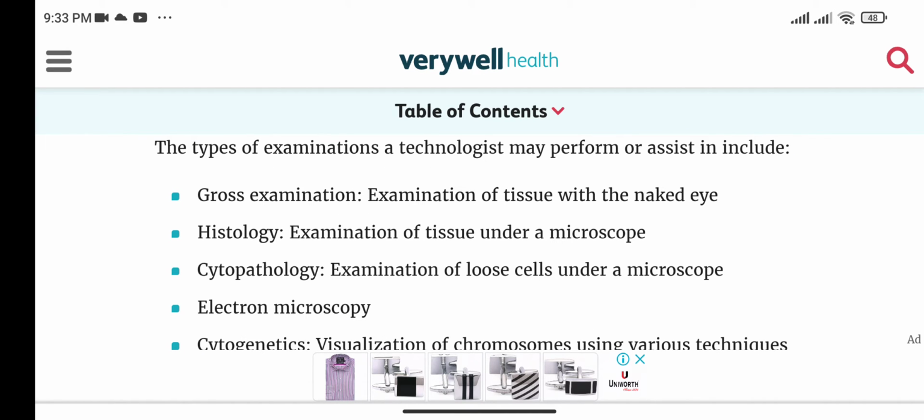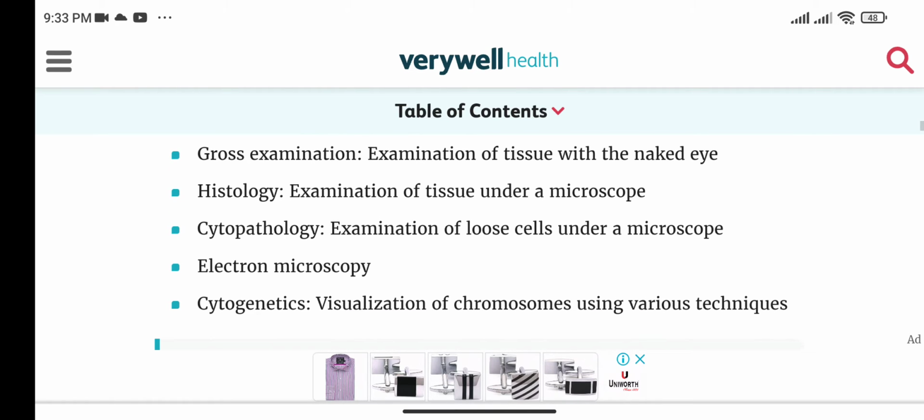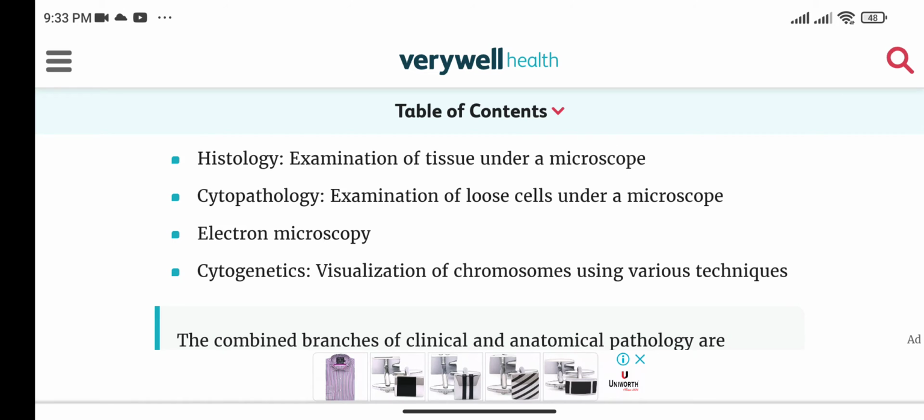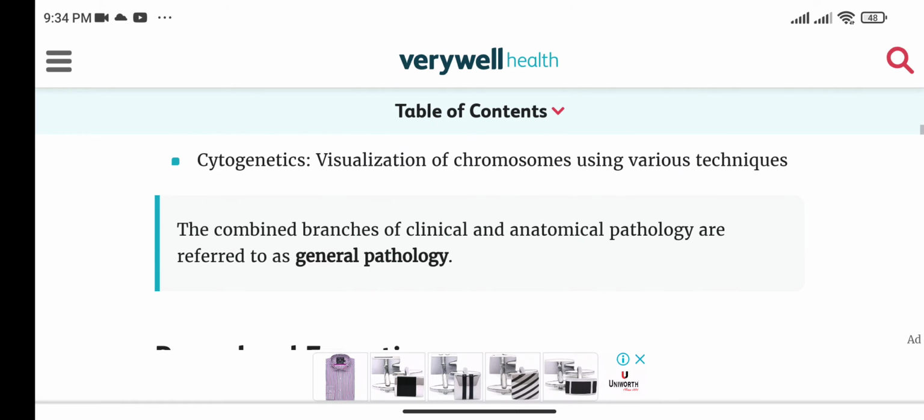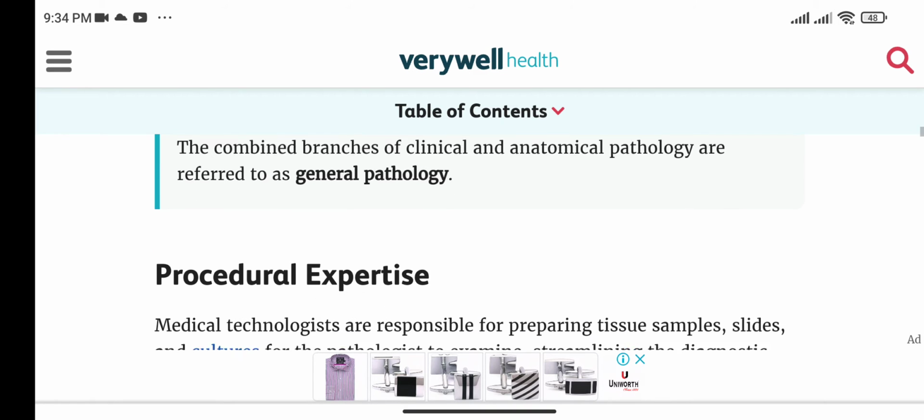gross examination, examination of tissue with the naked eye; histology, examination of tissue under a microscope; cytopathology, examination of loose cells under a microscope; electron microscopy; cytogenetics, visualization of chromosomes using various techniques. The combined branches of clinical and anatomical pathology are referred to as general pathology.